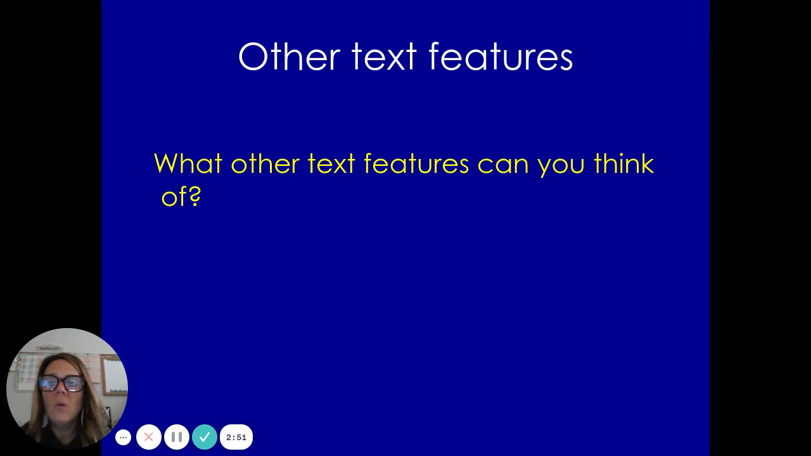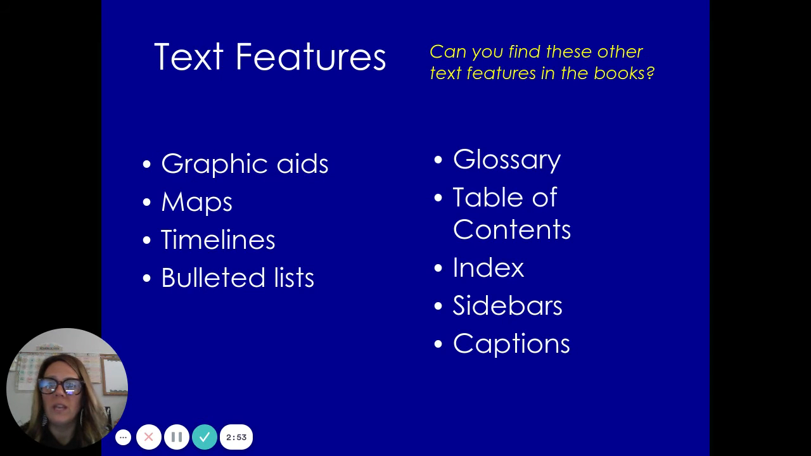All right. So what are some other text features that you can think of? Okay. Well, we have graphic aids. Those are different types of things inside of a book that might display what the writer's talking about. Maybe it could be of an ocean. It'll show you exactly the different layers of the earth if you're talking science. Okay. So those are different graphic aids that help you understand what you're reading. Maps is a text feature. Okay. Timelines. We've talked about timelines a little bit, but remember a timeline is in the order that something happened. So it's a line and it's the order something happened.